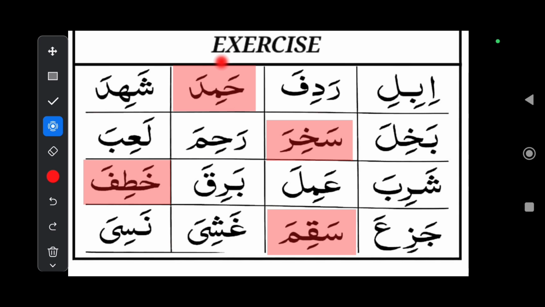Mim zair mi. Hami. Good. Dal zabar da. Hamida. Very good. See, when you are focusing on the particular letter, you can say it correctly. If you read casually, then what will happen? You won't be able to be perfect in Tajweed. So you have to focus. Next.